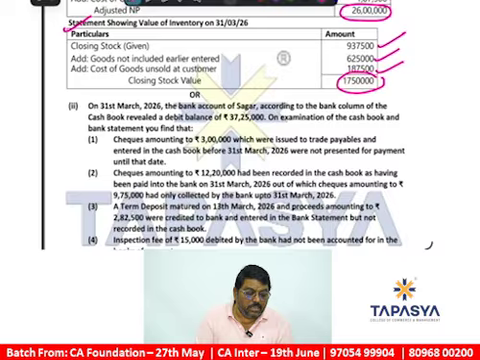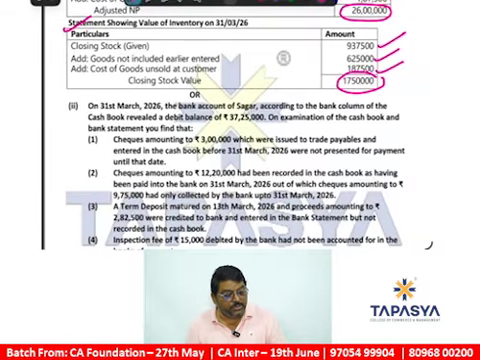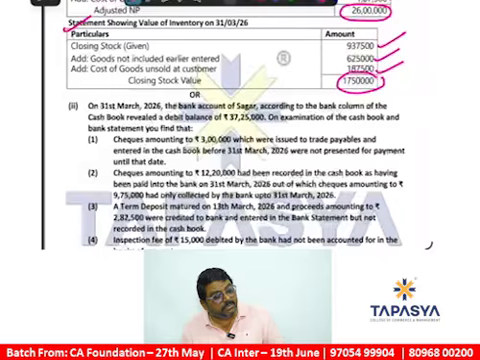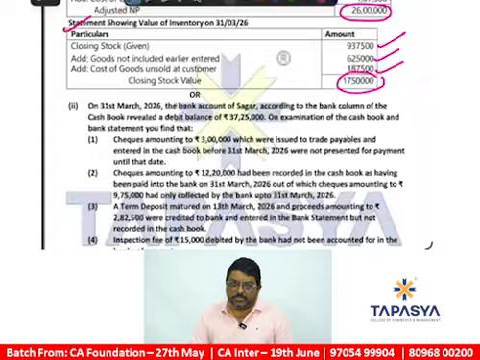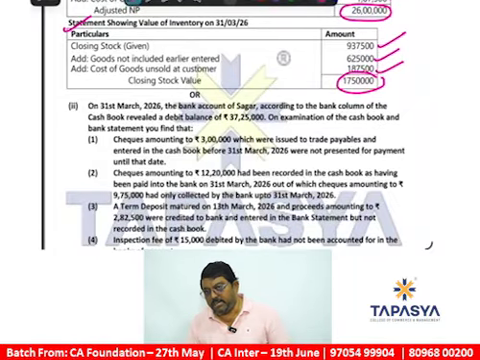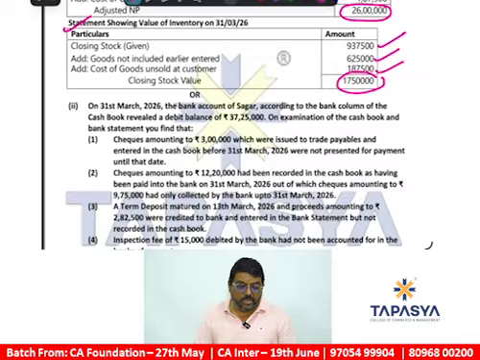On 31st March 2026, the bank account of Sagar, according to the bank column of the cash book, revealed a debit balance of 37,25,000. On examination of the cash book, the following points were noticed: 1, 2, 3, 4, 5, 6, 7. You are required to make appropriate adjustments in the cash book, and for the remaining you can go for BRS. We know what an amended cash book is. Whenever you do the amended cash book, any mistakes you have made in the cash book, you can correct. Meanwhile, anything written by the banker but not written in our cash book, we can record here.